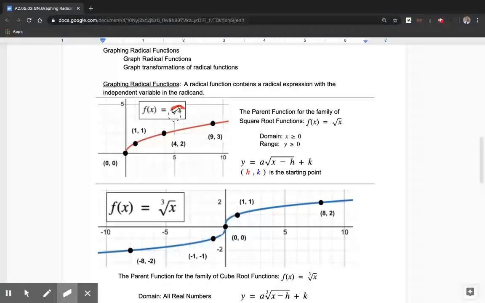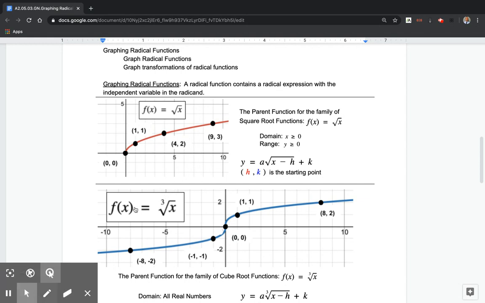So if we look at the square root, right over here, it says that the domain is restricted: x has to be greater than or equal to 0. And the reason for that is because we can't have a negative value under the radical when there's an even index on the radical, because that will give us an imaginary number. And we only want to graph real roots. The range is restricted to y greater than or equal to 0 because we're only concerned with the principal values of the square root, or the positive values.